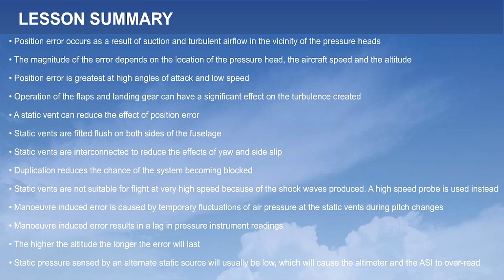Maneuver-induced error is caused by temporary fluctuations of air pressure at the static vents during pitch changes. Maneuver-induced error results in a lag in pressure instrument readings. The higher the altitude, the longer the error will last. Static pressure sensed by an alternate static source will not be that to which the instruments are calibrated and may be in error. This will be tabulated in the flight manual. The error is likely to give a lower pressure, which will cause the altimeter and ASI to over-read.